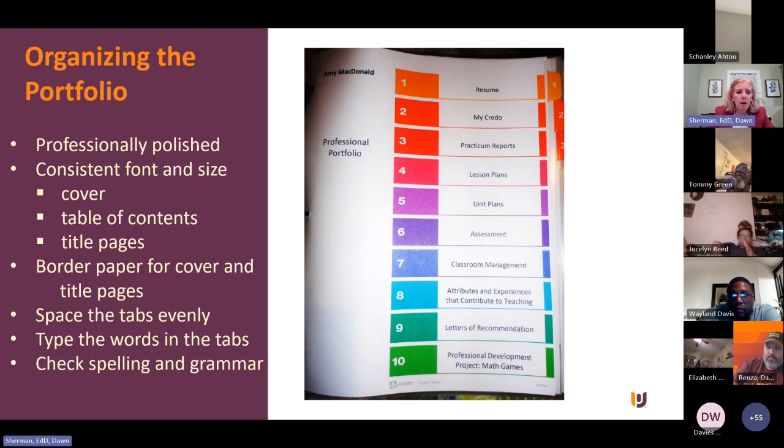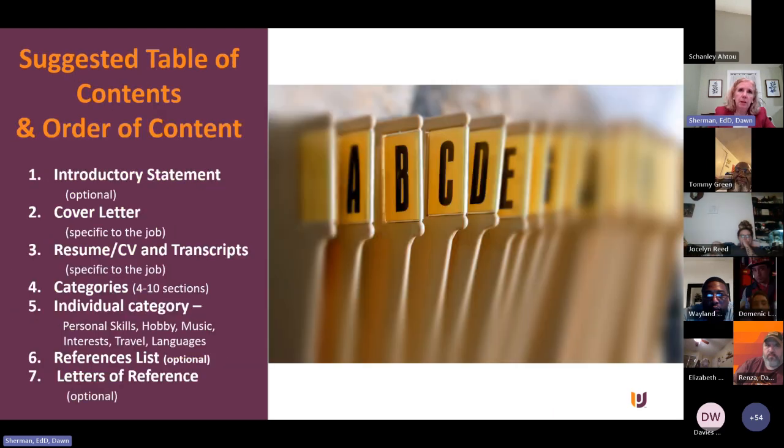Okay, and I think I've got all of that. Please check spelling and grammar on anything you're putting in here. So again, a table of contents. You might want to do an introductory statement, and I'll talk about that in just a minute. If you're going for a specific job and you have the cover letter that you already sent to that company, you can print a copy and put it in there if you want. Make sure that if you put a cover letter in there, it's for the company that you're showing your portfolio to and not a different company.